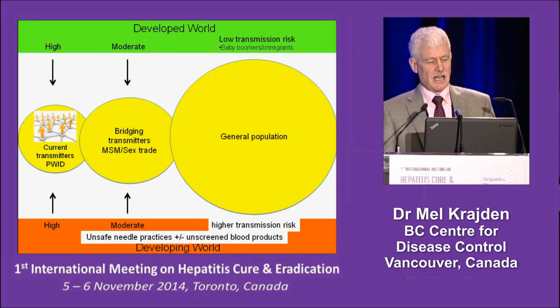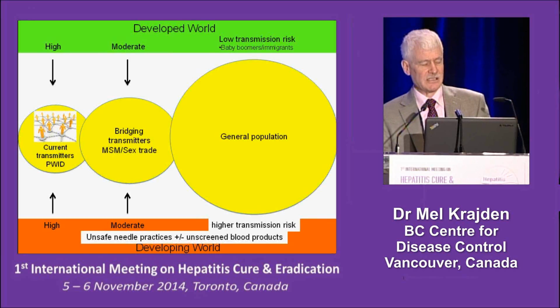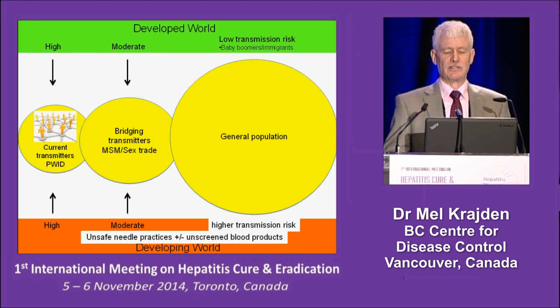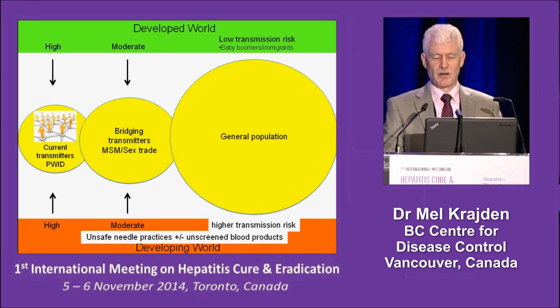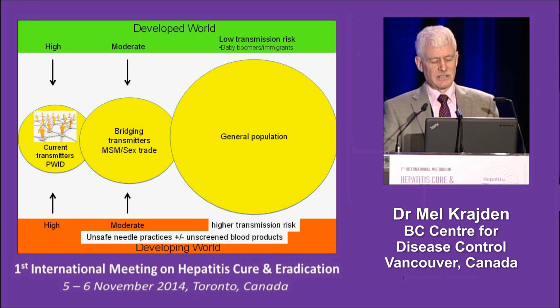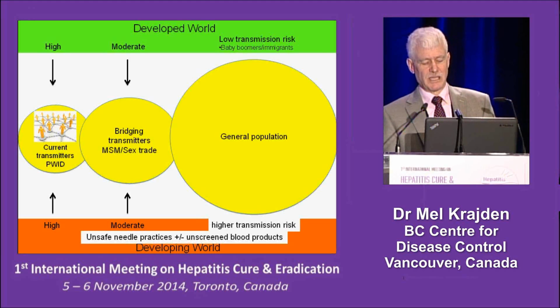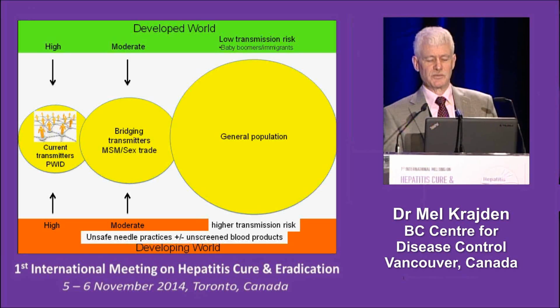In the developed world, the high-risk population, as we've heard from many, is current transmitters, predominantly people who inject drugs. In terms of moderate transmission, they are the bridging transmitters, MSM, sex trade workers, who can bridge transmission between people who inject drugs and the general population. And in general, you have these low-risk baby boomers because they've stopped their risk activities, and also immigrants to the developing countries. In contrast, in the developing world, you have a series of unsafe needle practices and unsafe medical practices, plus or minus unscreened blood products, which creates a high-risk transmission group to the general population.